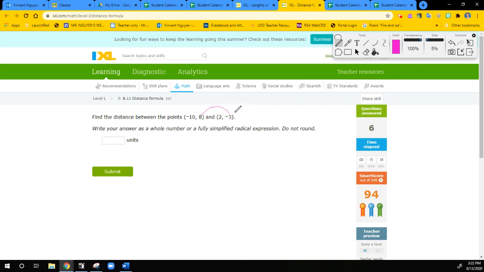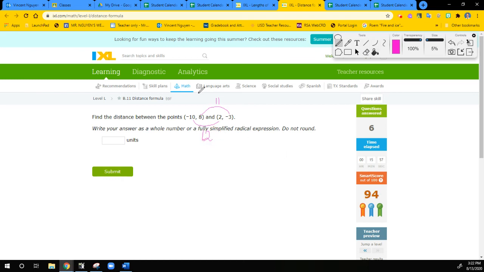It is 8 all the way to negative 3. That's 11 units. Okay. And then negative 10 to 2. I'm sorry, negative 10 all the way to 0 is 10 units, and then 2 more units, it's going to be 12 units. So this is all 12 units.